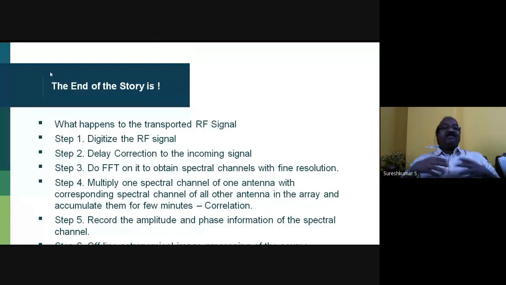Now the thing doesn't stop here. In the fourth stage, you take one channel of this FFT of one antenna, then you multiply and integrate or accumulate with the remaining antennas of the array, which implies a correlation. You correlate channel by channel along with the other antennas and get a correlated output. Finally, what you get is amplitude and phase information spectral channel wise, which is recorded at the end of the receiver chain. And later the users do image processing to get the source in detail.